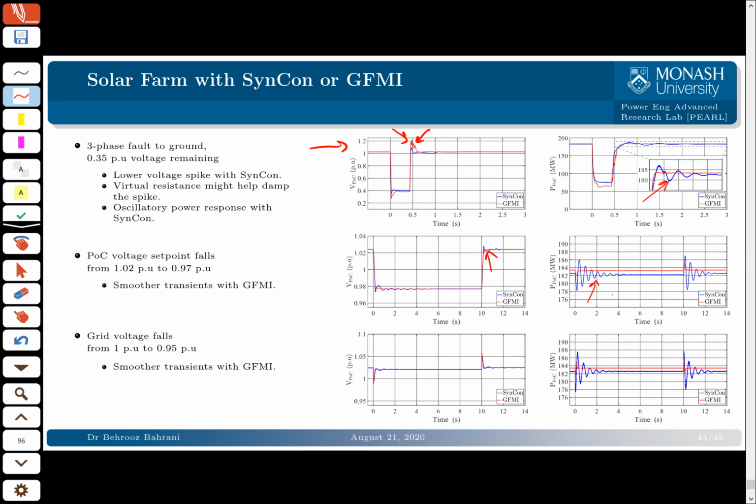Grid voltage falls, so the grid voltage here falls from 1 to 0.95. You can look at it again as some sort of fault in the system. So again, the grid forming inverter has a higher spike here. Again, a virtual resistor can help you to have a better response, but your SynCon is not as good. But needless to say, all of these are better than not having any SynCon or grid forming inverter, and give you much better performance compared to the case where you've got only your solar farm connected to the grid.